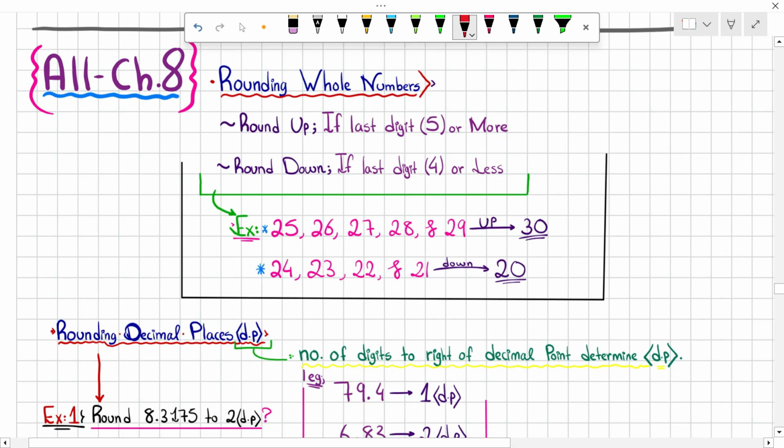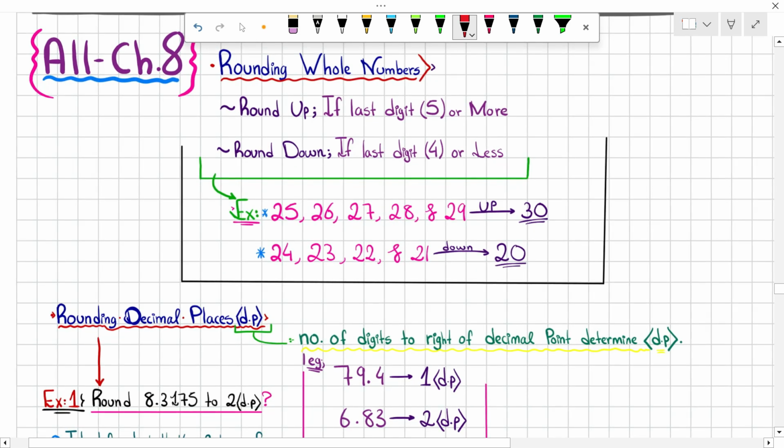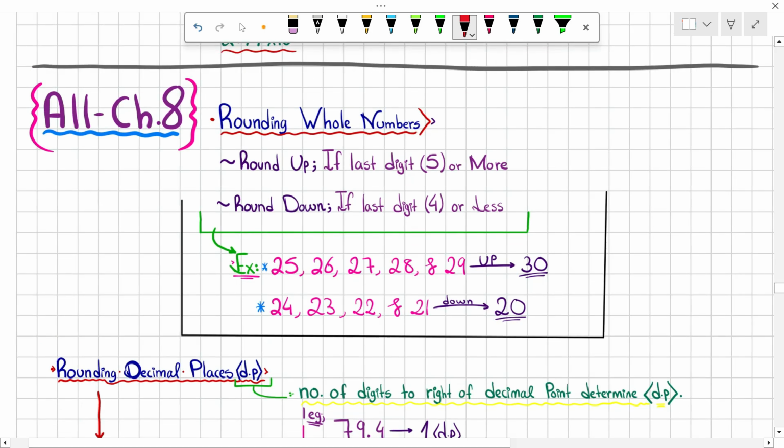Last part for this video is rounding whole numbers. The rule is very simple. If the last digit is 5 or more, round up. If the last digit is 4 or less, round down. 25 to 29 will be rounded up. 24 to 21 will be rounded down.